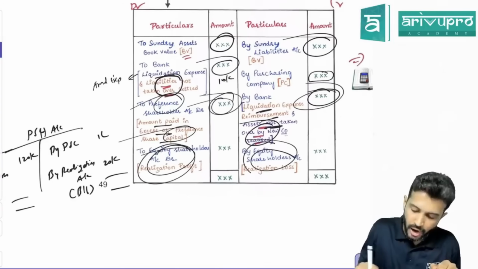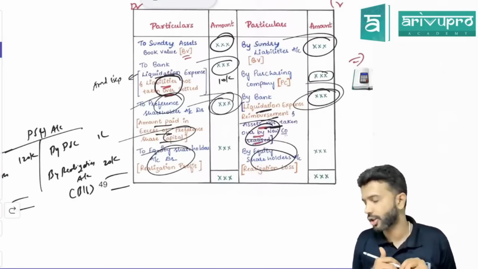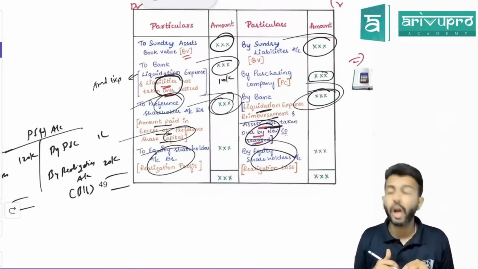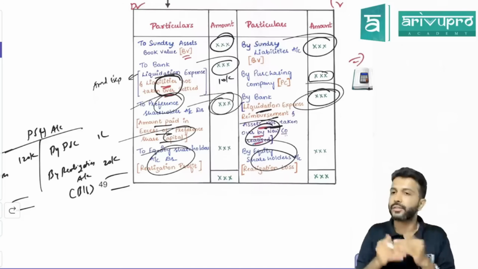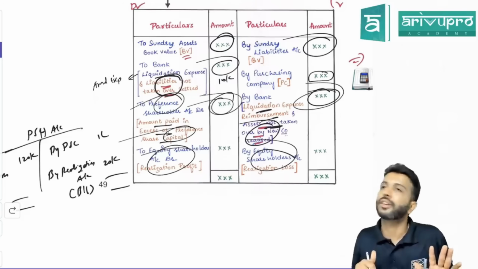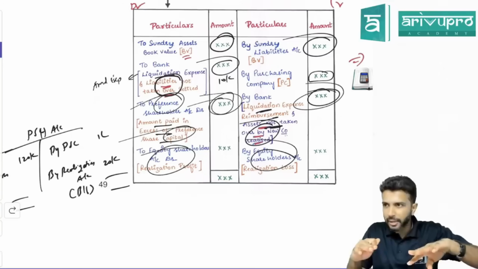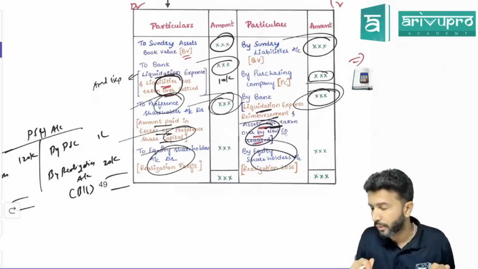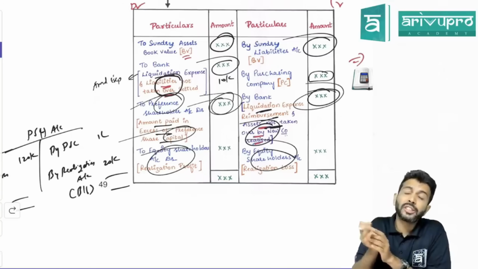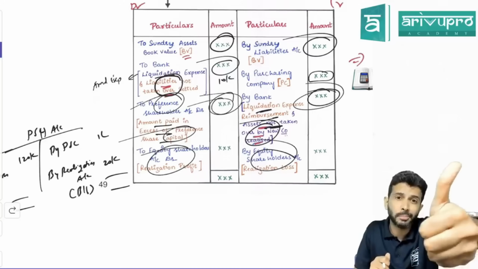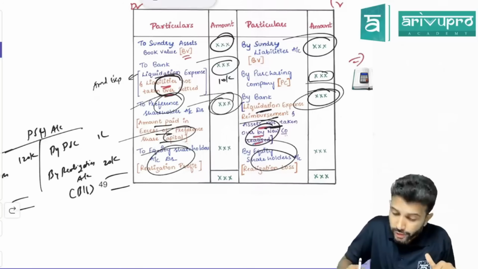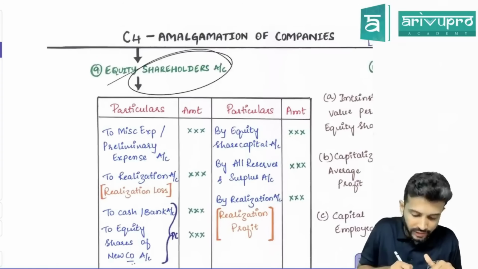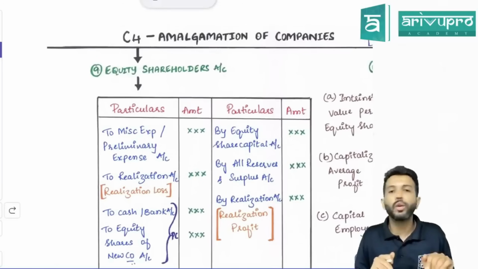After doing all this, any balancing figure in the realization account represents realization profit or realization loss, transferred to the true owner, and the true owner here is the equity shareholders account. Balancing figure, you transfer it to the equity shareholders account. So with this, all the assets and all the liabilities ledgers are closed off. But a few ledgers still have balance: reserves and surplus, equity share capital. So the next account you prepare is the equity shareholders account.